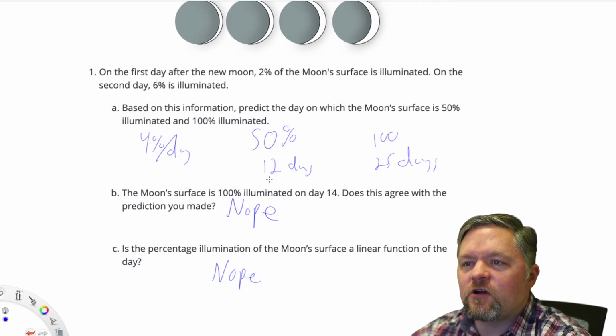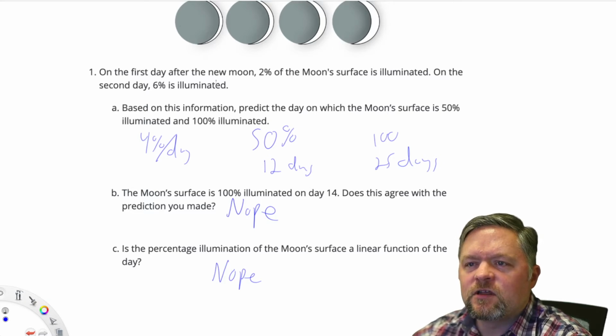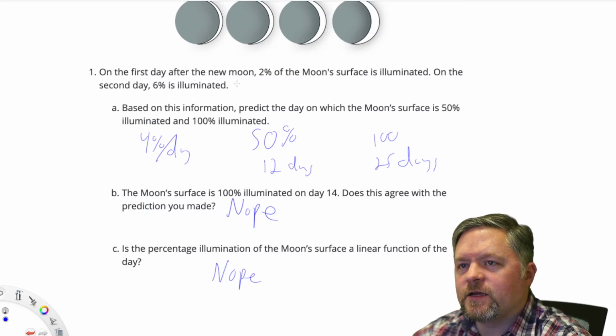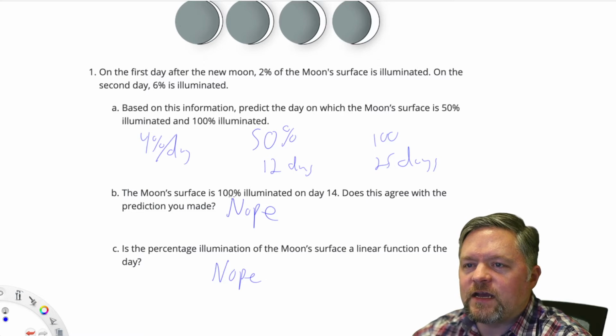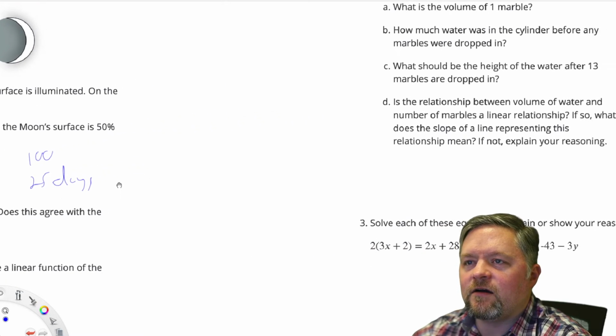We could try it slightly different, because that was 2% one day and 6%, so maybe it's between those. 3% per day. No, because that would be even worse. 3% a day would be 33 days to 100% instead of 14. So, nope, that doesn't work at all.